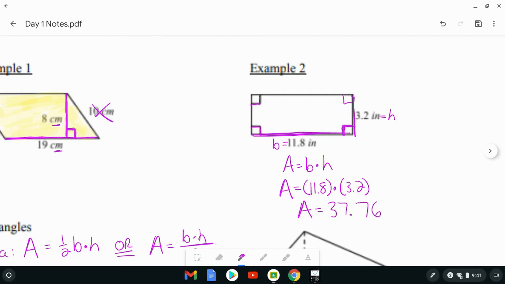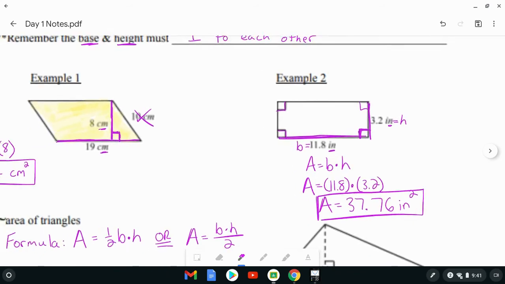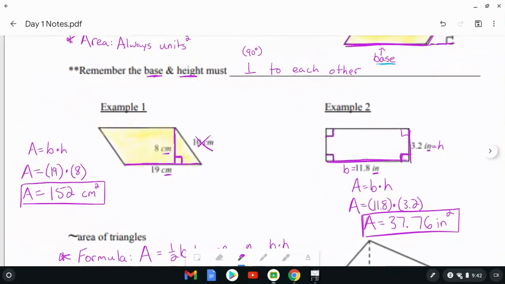So the area equals 37.76. In this case, notice it's inches though, so we're going to do inches squared. Make sure you're not doing centimeters squared anymore. Make sure you have the correct units. So that's how you find the area of a parallelogram, whether it's a square, whether it's a rectangle, or any other type of parallelogram where they do not meet at 90 degrees.